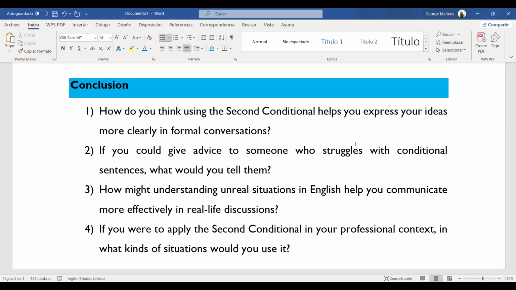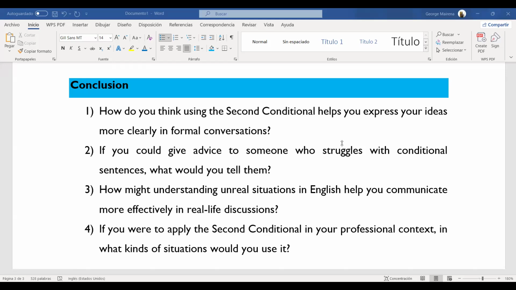Professor, can I answer the first question? Of course. Using the second conditional helps me express hypothetical or imaginary situations in a polite and clear way. It also allows me to discuss possibilities or give opinions without sounding too direct or unrealistic, which is important in a formal context. That's all. Pretty good.